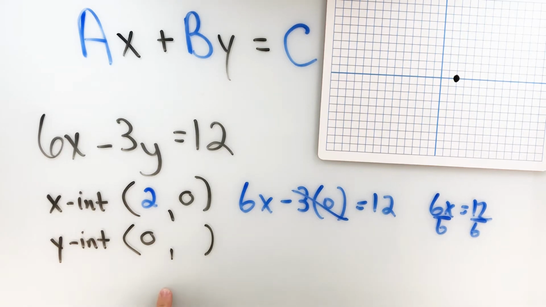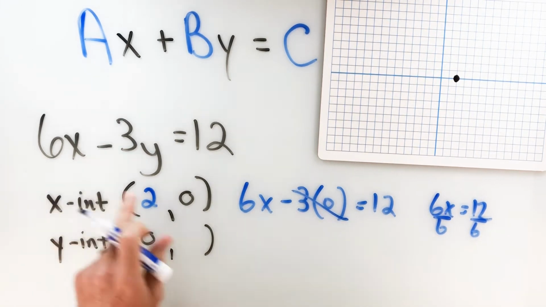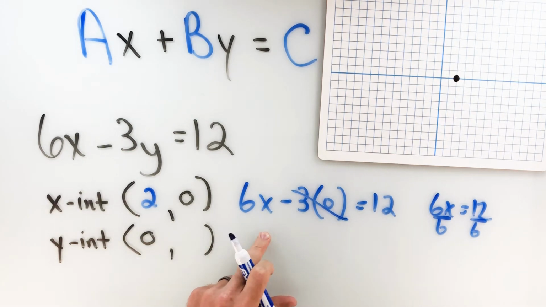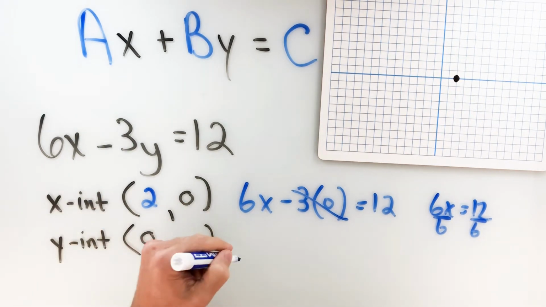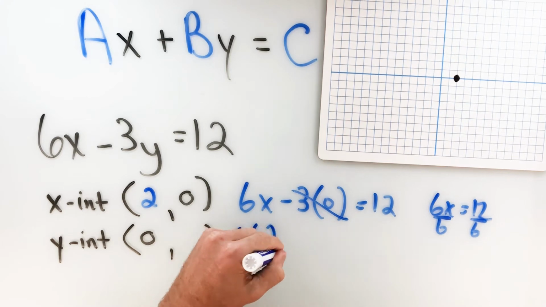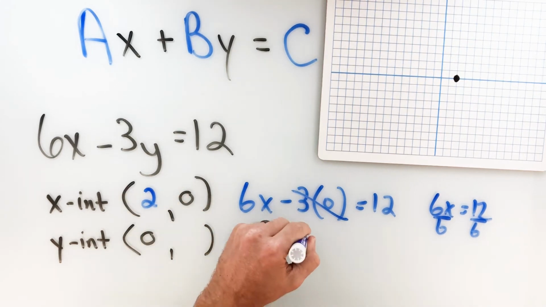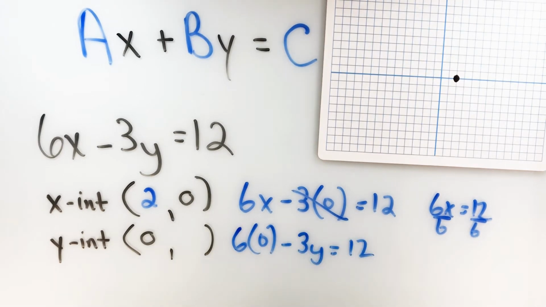Okay, I only need one more point to get this line. The point I'm going to get is that y-intercept. So same idea, in this case the y-intercept is where the x value is going to be 0. So I'm going to do the same thing, and I'm going to plug in a 0 for x. So I would have 6 times 0 minus 3 times y equals 12.